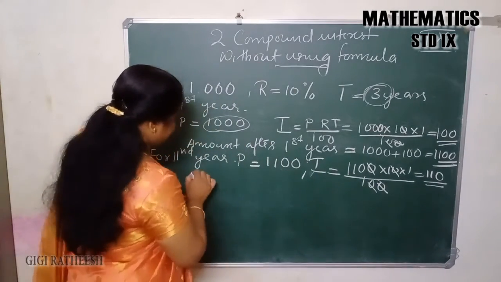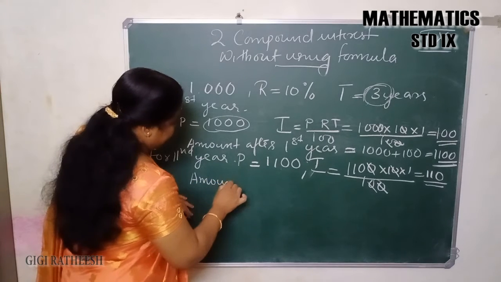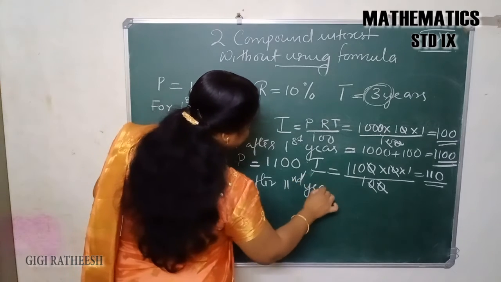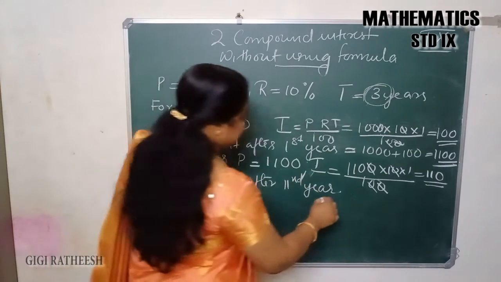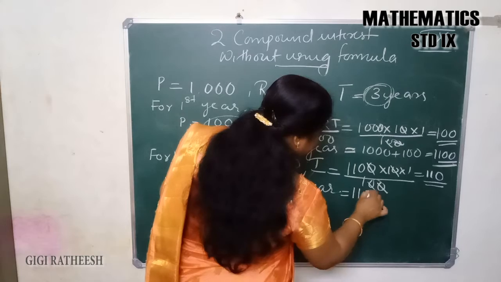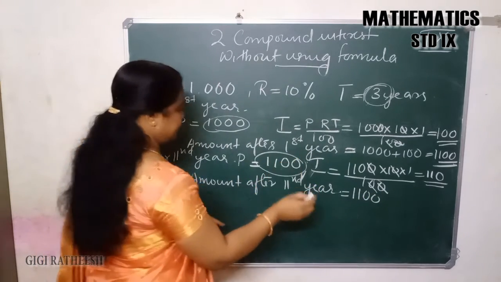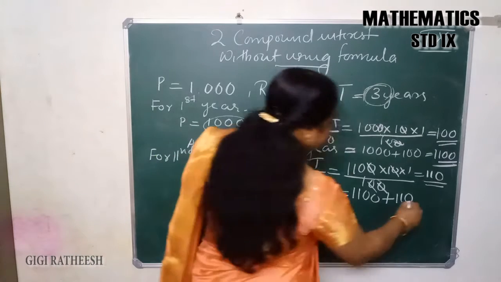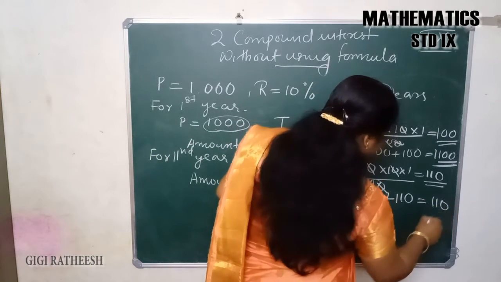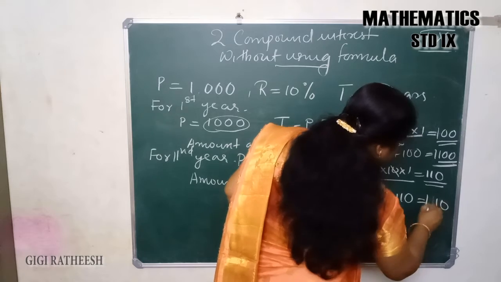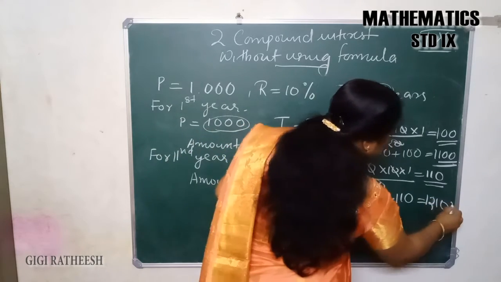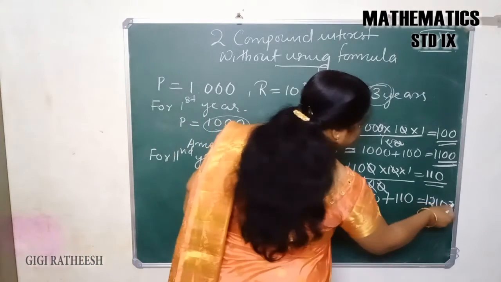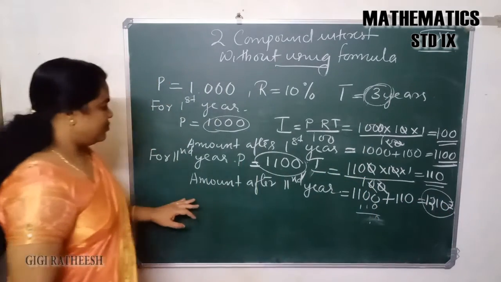What is the amount after the second year? The amount after the second year is equal to 1100, the P for the second year, plus 110, that is equal to 1210 rupees. This 1210 rupees is the principal amount for the third year.